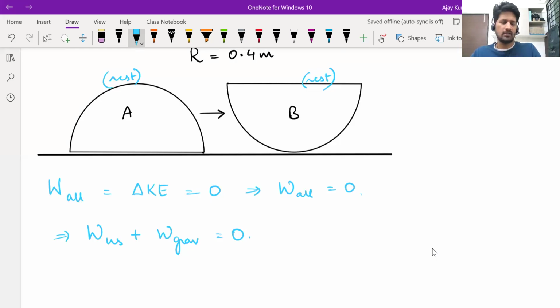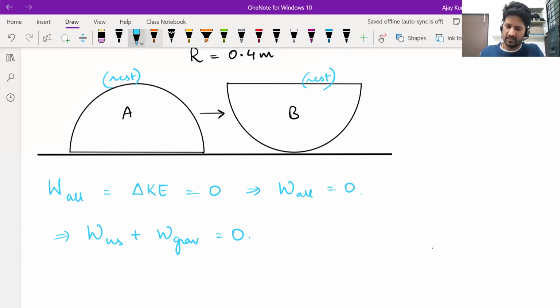Initially, it's in contact with the ground. So that time normal force will be acting. But when you lift it and invert it, it loses contact. Normal force won't act. Even if it acts, the ground is a fixed surface. The point of contact with the ground won't be getting displaced. So normal force won't be doing any work even if it acts along the way.